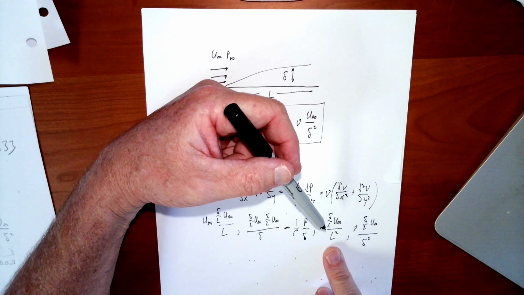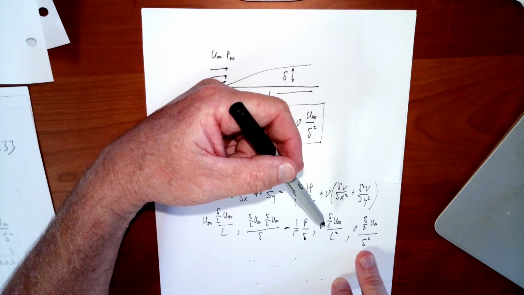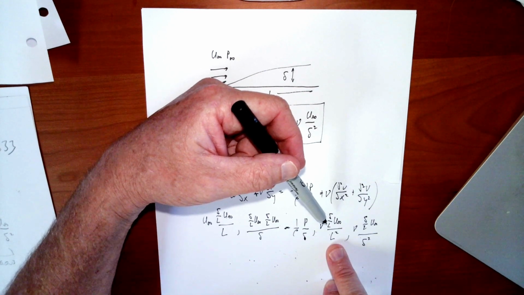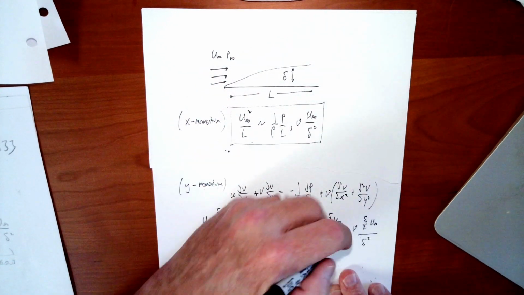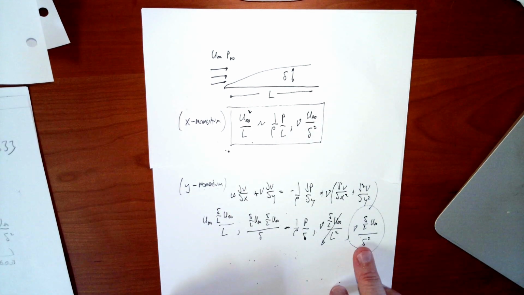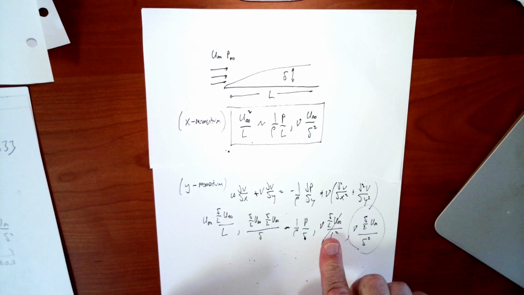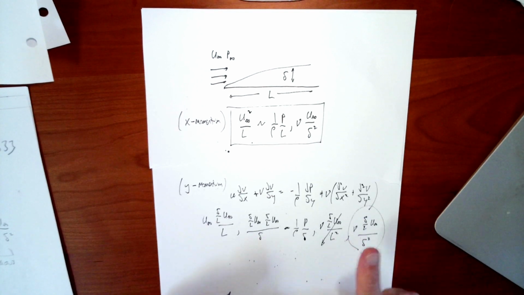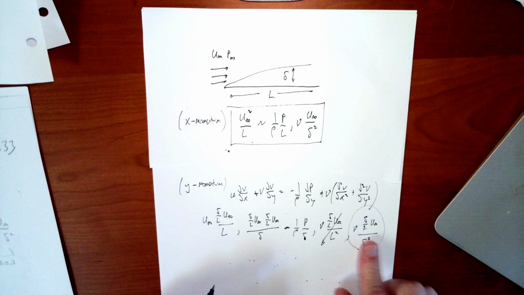Just as with the x momentum equation, the one divided by delta squared is going to be hugely bigger than the one divided by L squared, because delta is so much smaller than L. So this term is negligible compared to this term. This term is dominant and this one is negligible. They're identical, except this one is clearly bigger.